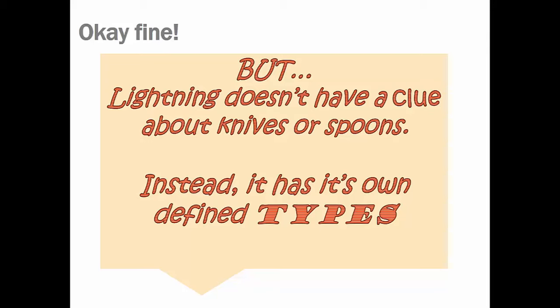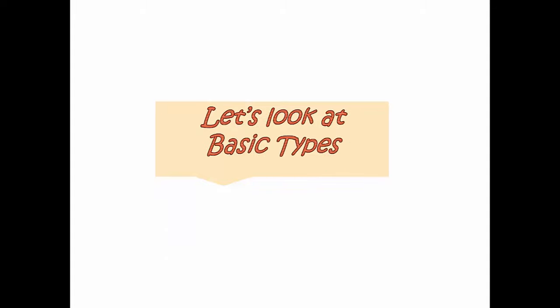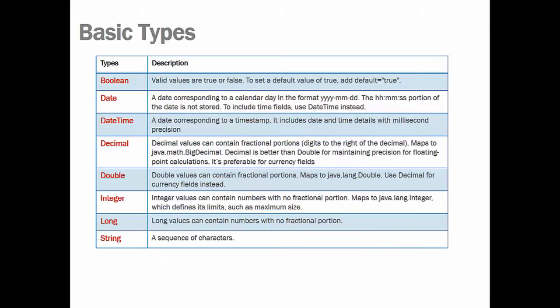Okay, fine. But listen, Lightning doesn't have a clue about knives or spoons or whatever. Instead, it has its own defined types, not knives or spoons, I guarantee you that. So let's take a look at the basic types.